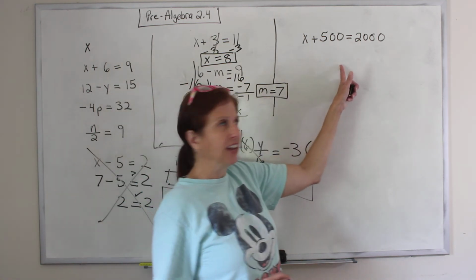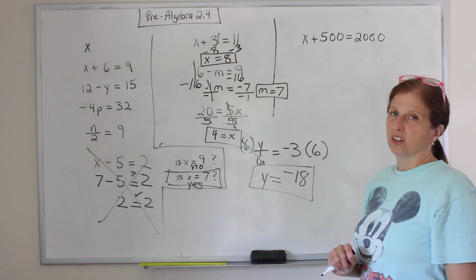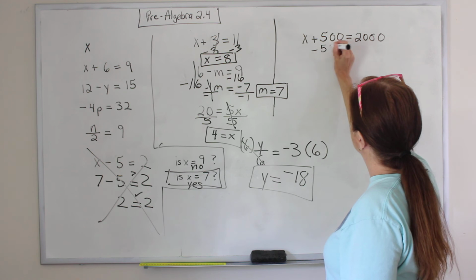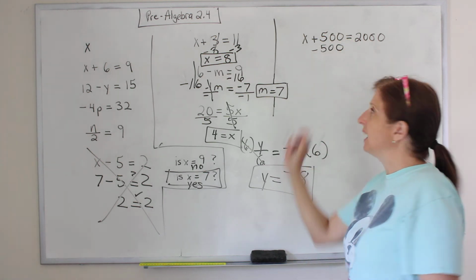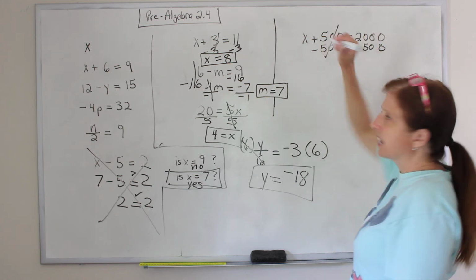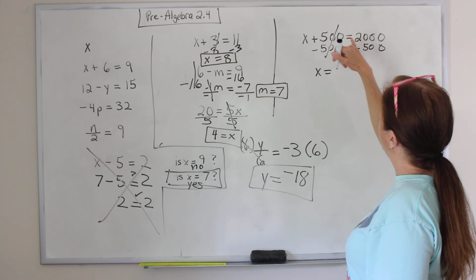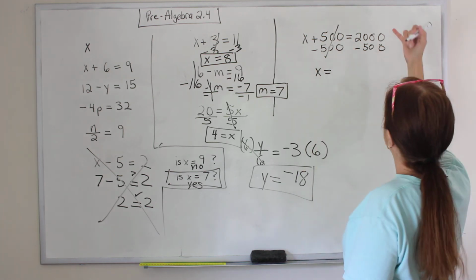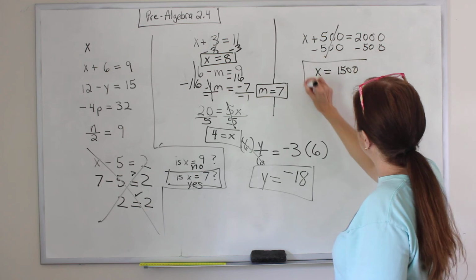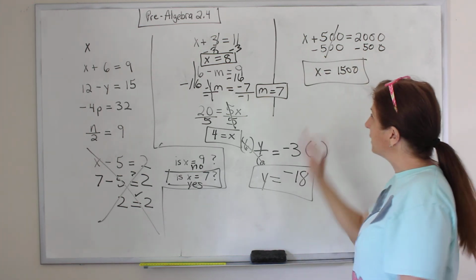Let's do that one. It's fancy. Why is x not alone? It has a plus 500. What's the opposite of plus 500? Minus 500. What I do to one side, I do to the other. Those cancel out. I bring down what I didn't mess with, the x and the equal sign. 2,000 minus 500 is 1,500. Woo, that was a big one. It was fun. So it doesn't matter if the numbers are big, you can still do it.